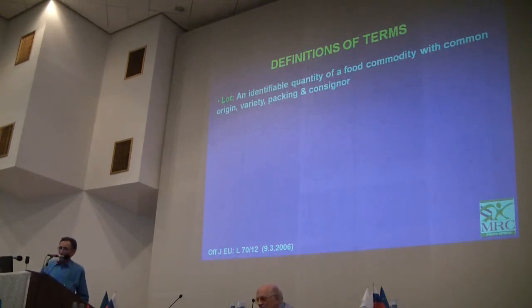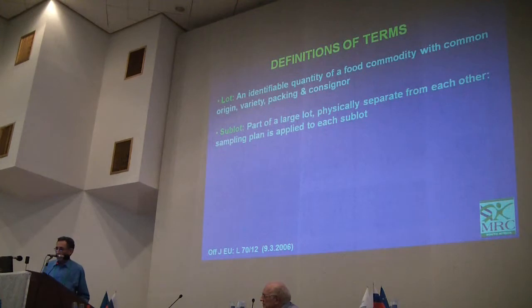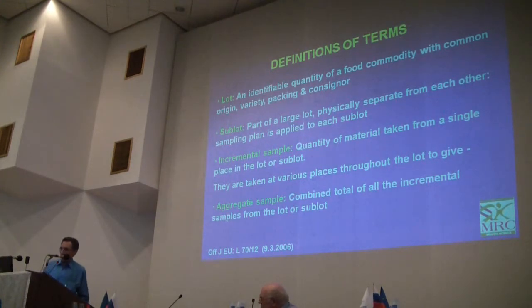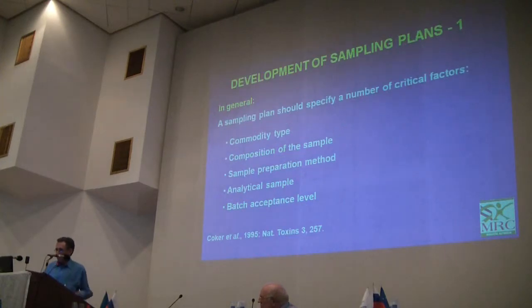It's worthwhile just very roughly, very quickly stating a couple of the definitions, namely the lot, which is an identifiable quantity of the food commodity that you're going to sample. There's a sublot, which is a part of the lot, and which is physically separate from the main lot, or in other words, the lot can be subdivided. There's the incremental samples that you take, and these incremental samples are then added together to form the aggregate sample, which is then the combined total of all the incremental samples from either the lot or the sublot.